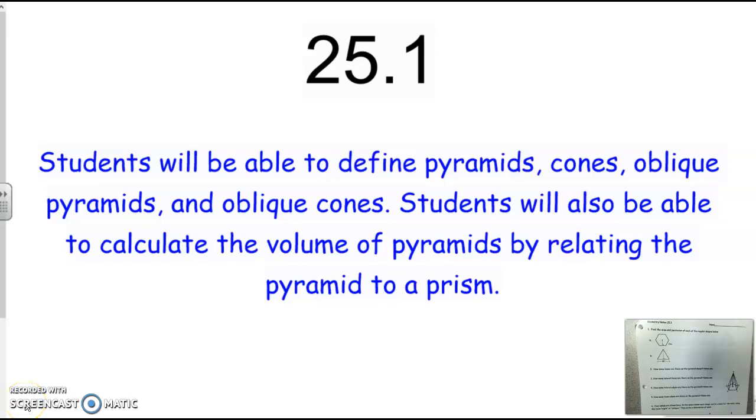Okay, topic 25 is all about pyramids and cones, oblique pyramids, oblique cones. In this lesson, we are going to talk about what they are and then be able to find the volume.